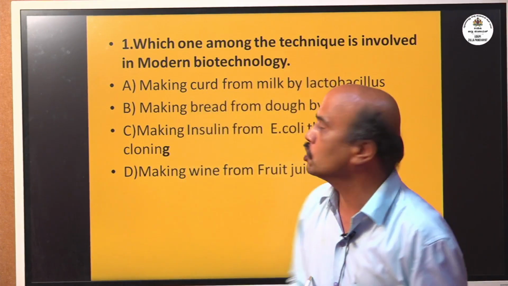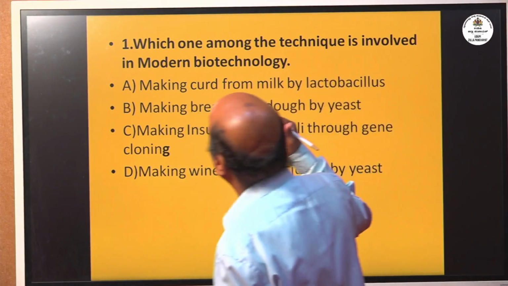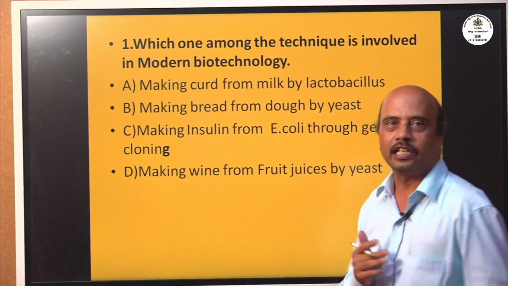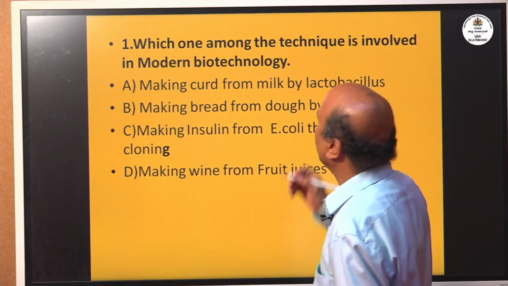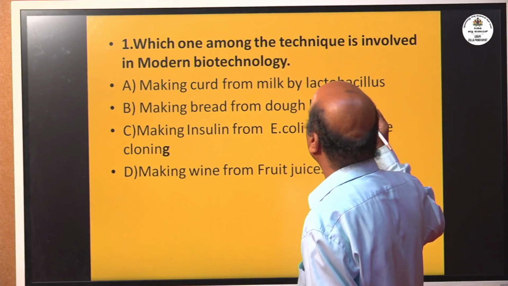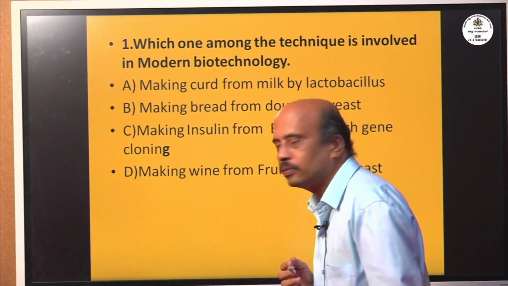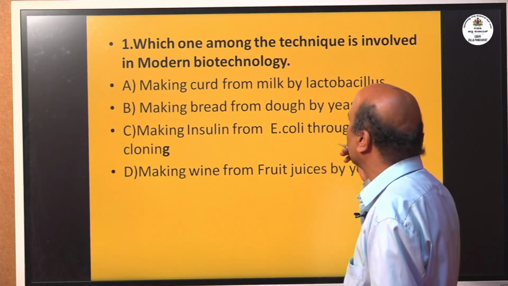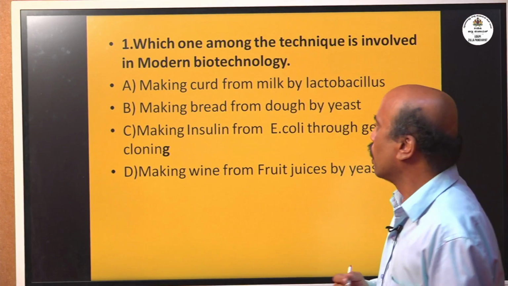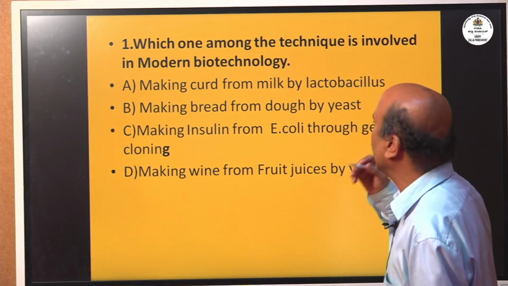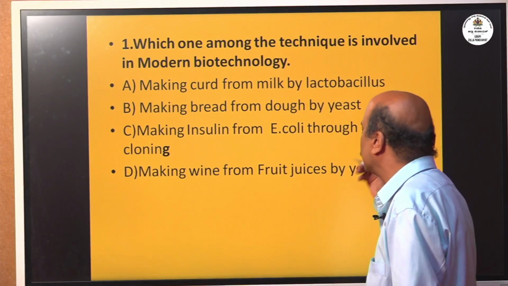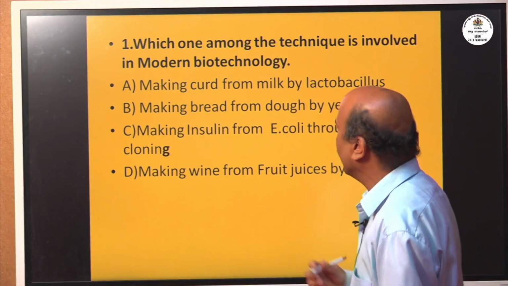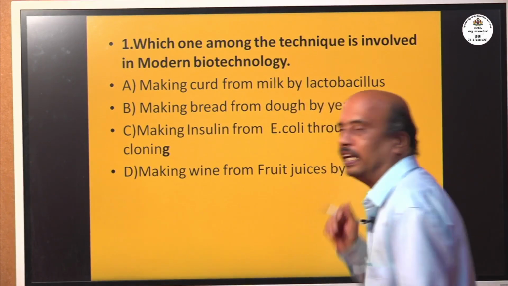The question is, which one among the technique is involved in modern biotechnology? Option A, making curd from milk by Lactobacillus. Option B, making bread from dough by yeast. Option C, making insulin from Escherichia coli through gene cloning. And option D, making wine from fruit juices by yeast.